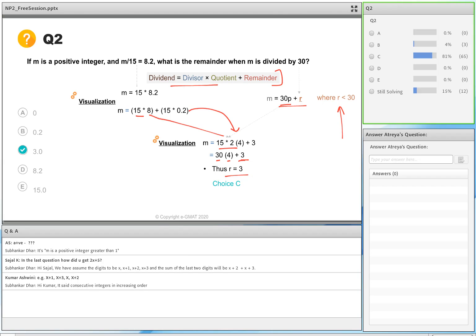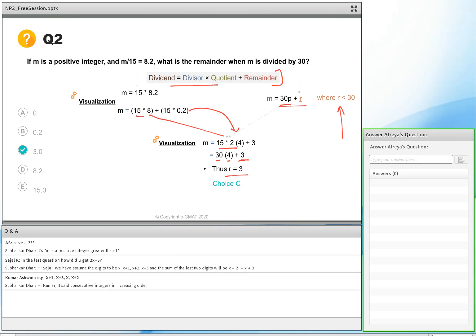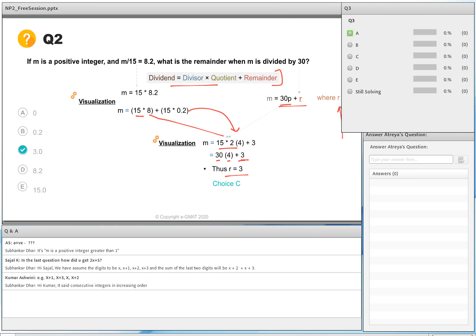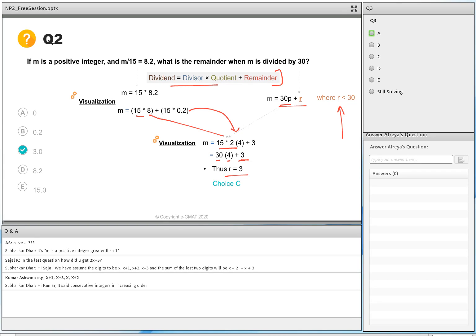All right, with that, I'll hide the poll here. Let's move on to question number 3. But you know the rules again. You need to select still solving. Let's get 60 people to mark still solving. And the faster you select still solving, the faster you get the question. So please mark it quickly.